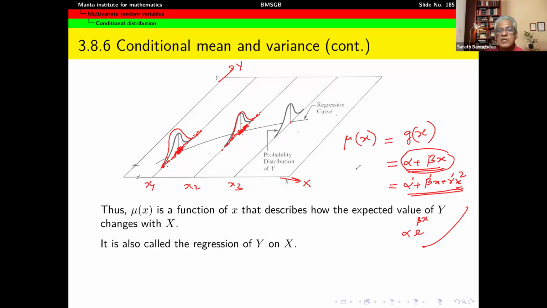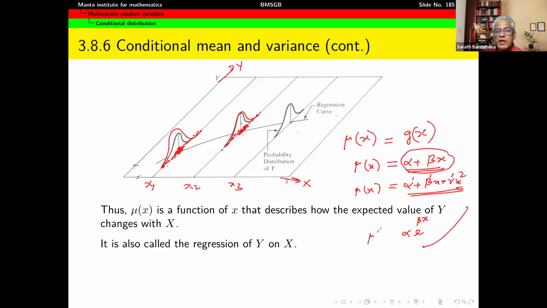So in this case, if you write down mu x is equal to alpha plus beta x, we call it a simple linear regression function. If you write down mu x is equal to something like this, it's a linear function, but it is also a polynomial in terms of x, a quadratic function.